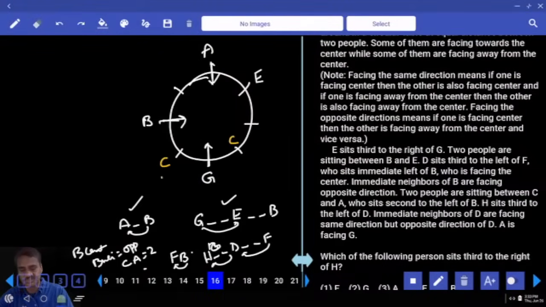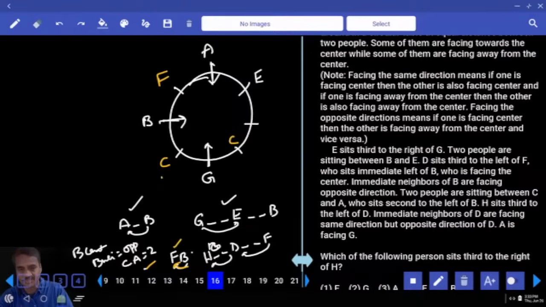Now if C is here, C and A, there are 2 people. The next one, any other information regarding this one? F and B are adjacent to each other, isn't it? F is to the immediate left of B. Where is this F? F is to the immediate left of B, that is finalized.